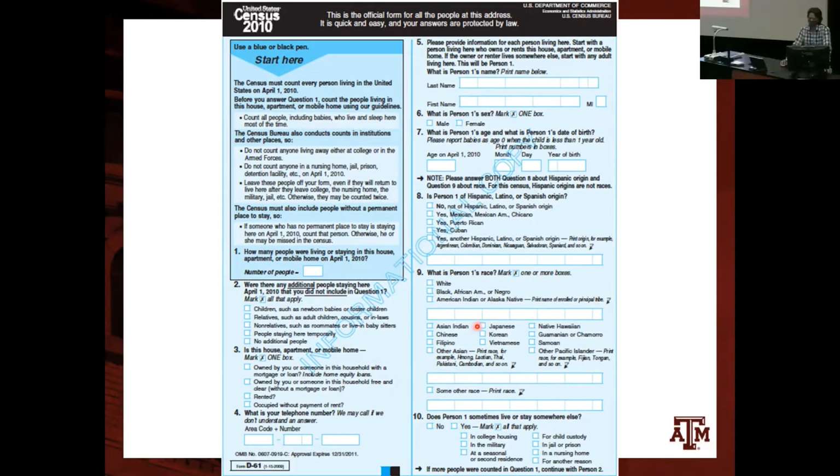Non-Hispanic white, non-Hispanic African American, non-Hispanic American Indians, all the non-Hispanic Asians, and then Hispanic. In order to do that, you have to combine information from these two questions here. And whether the person sometimes lives or stays somewhere else. This question is asked for all people in that specific household, right? So just repeat the same questions here.